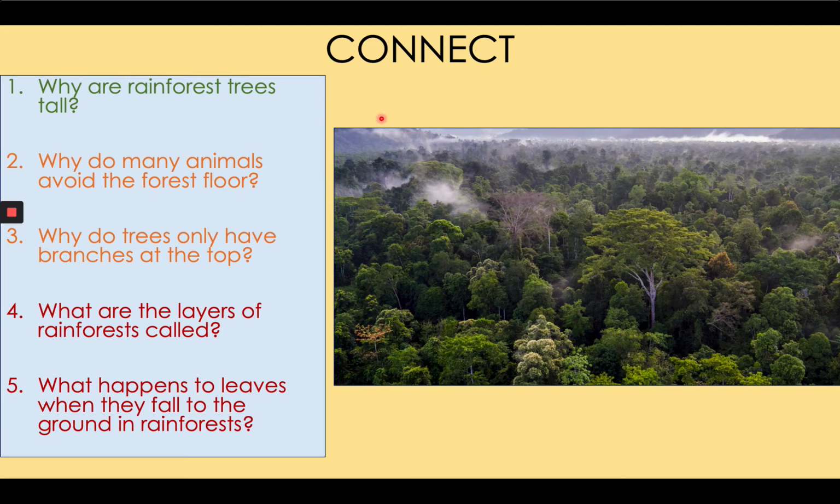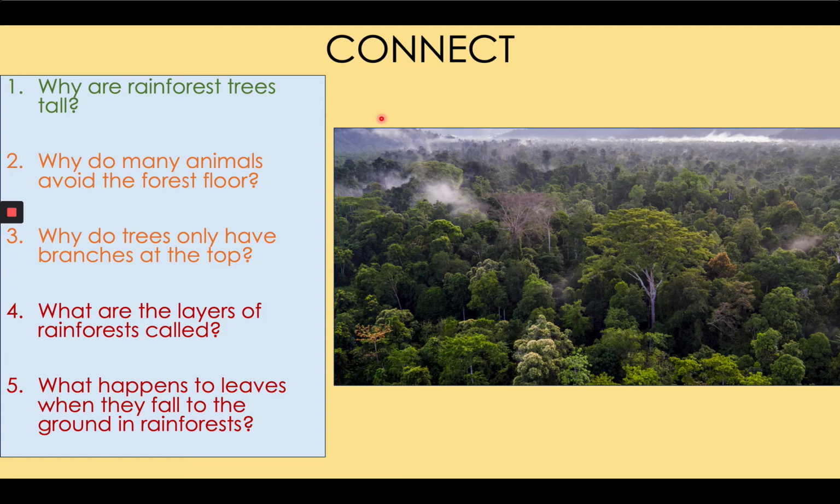3. Why do trees only have branches at the top in rainforests? This is an idea we'll be exploring more this lesson, but if you look at the photo of the rainforest, all the trees have their branches and their leaves at the very top. The leaves on a tree are aimed to get sunlight for photosynthesis. There's no use in having branches and leaves in the shade further down the tree. That's why they're all near the top.